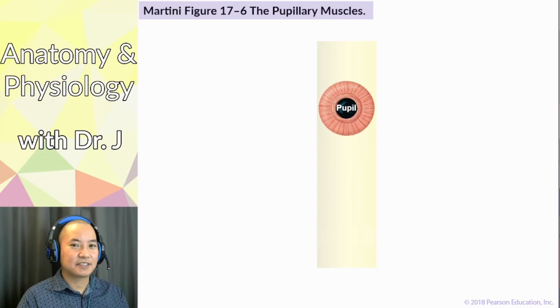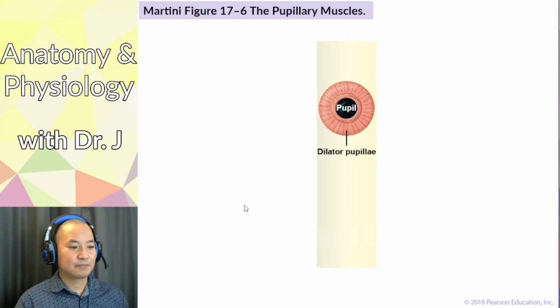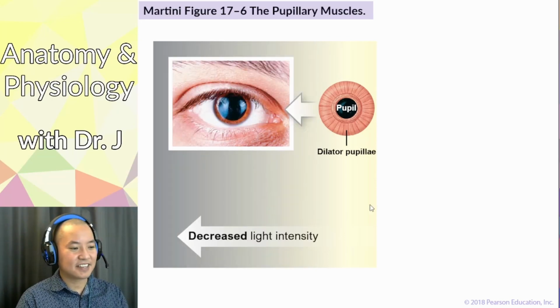So within the iris you have these two muscles, and one of them is called the dilator pupillae. And dilator sounds like dilate, right? So getting bigger in diameter. So dilator pupillae. What's going to happen is that this opens up the iris and widens the pupil in response to decreased light intensity.